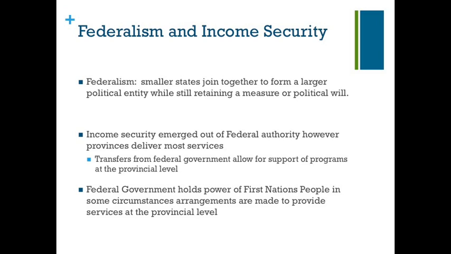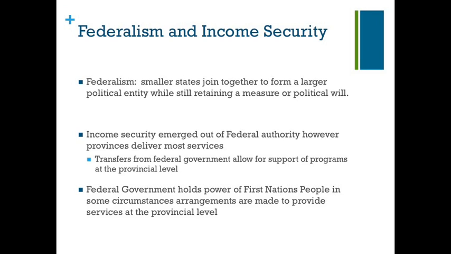Constitutionally, the federal government maintains significant authority in terms of providing income security to the Canadian population. However, in most instances, the federal government leaves the administration and delivery of services to the provinces. The exception to this rule is First Nations people. Indigenous people in Canada remain under the jurisdiction of the federal government thanks to the Indian Act, and so the federal government has judicial authority over the administration of social services and social welfare programs to First Nations people.